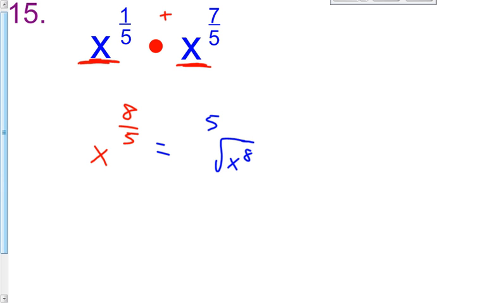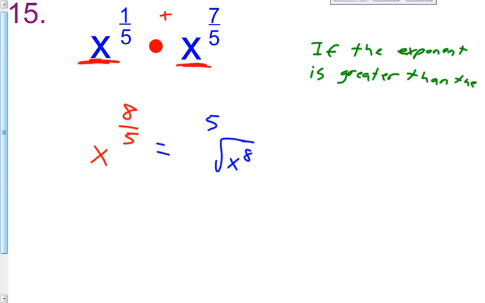Now class, once again, like I've told you in a previous video, if the exponent is greater than the index, you can reduce. So make sure you remember that rule. My exponent of 8 is bigger than my index of 5. So that means that I can reduce.